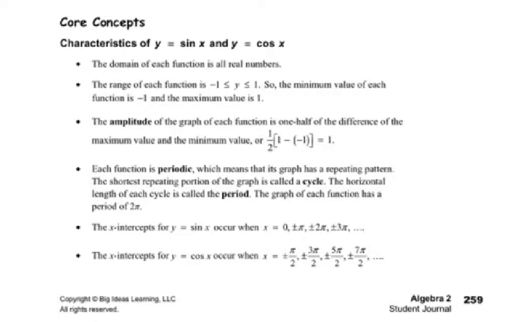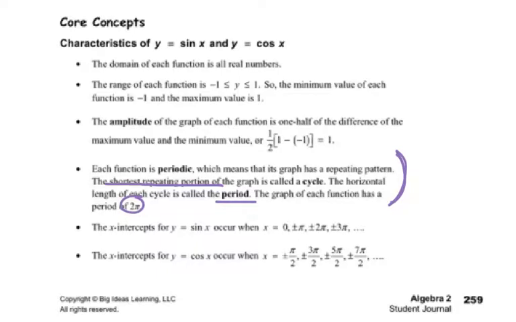We've talked about amplitude. A periodic function is a function that repeats in periods. And you can see it has a repeating pattern right here. It tells you exactly what that is. A cycle is the shortest repeating portion of the graph. That's one cycle. The horizontal length is called a period, and the graph has a period of 2 pi.